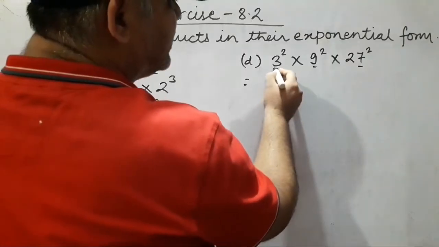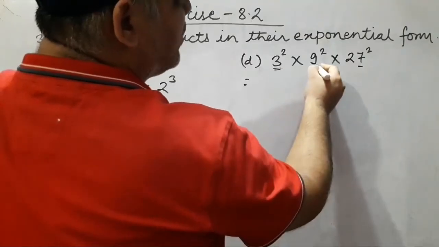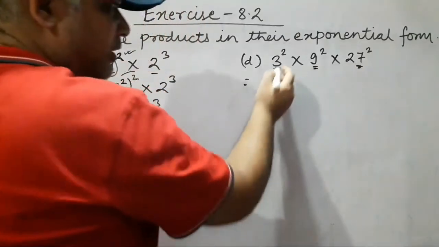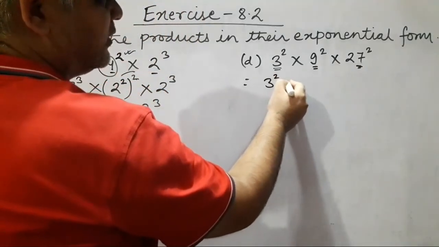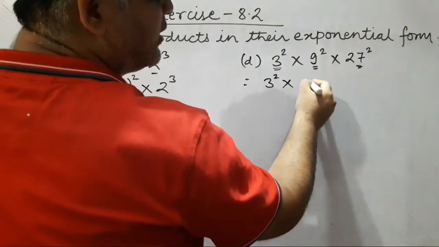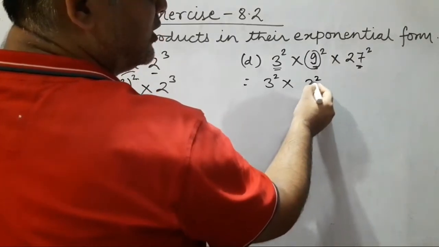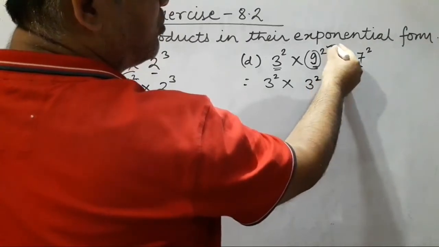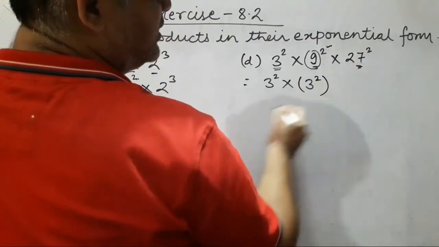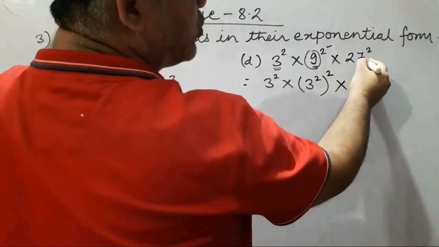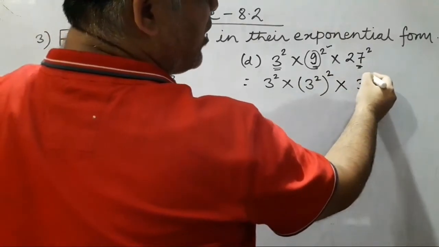The smallest base is 3. That is, I have to convert this 9 and 27 in the base 3. 3 square will remain as it is. 9 can be written as 3 square, and here one more square is left. Keep it inside the bracket, square, into 27 can be written as 3 power 3.